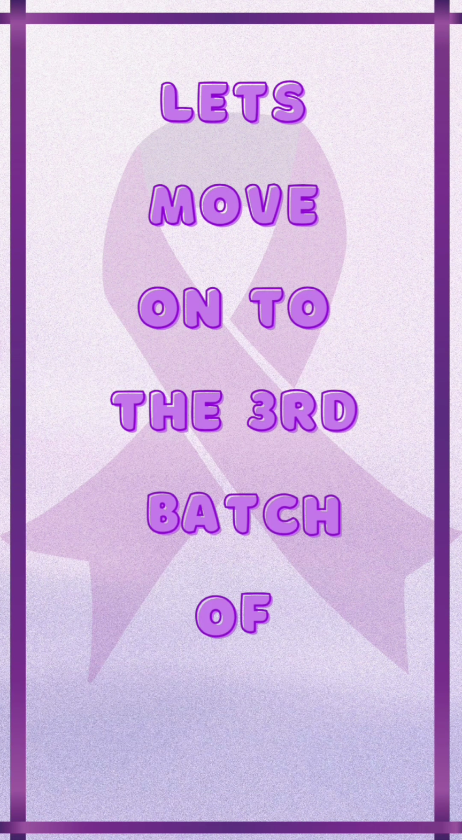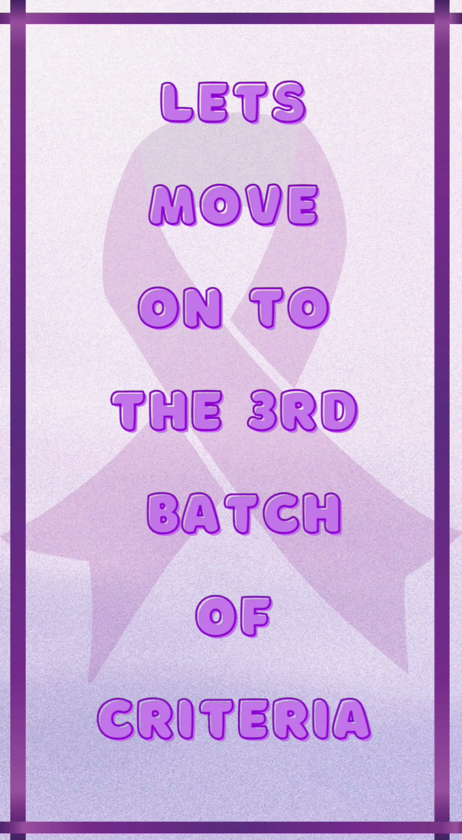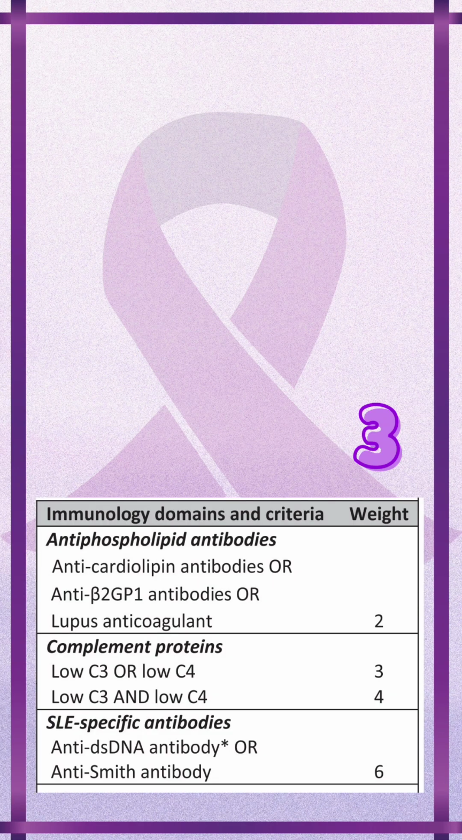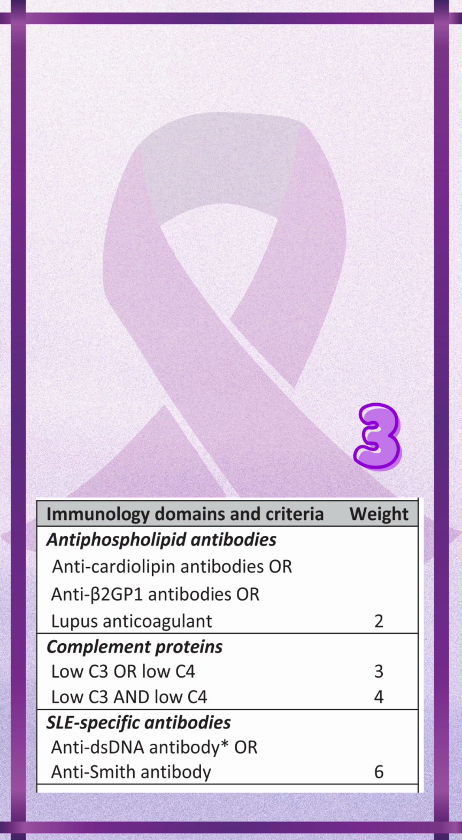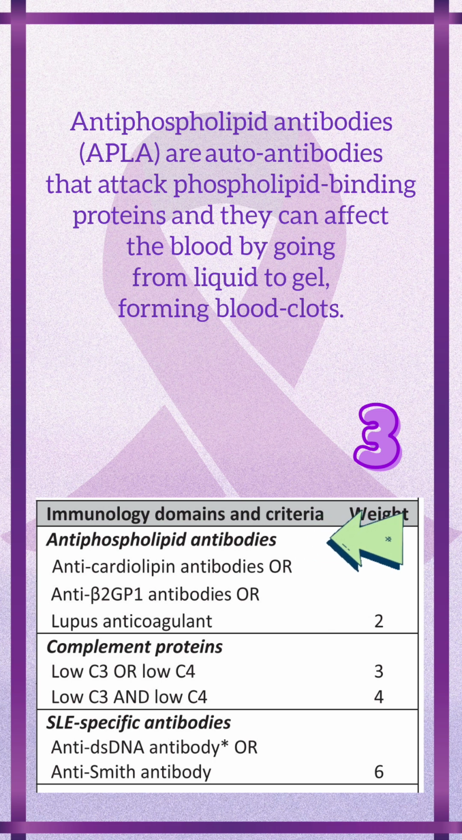Okay? Now that the first batch of criteria is explained, which consists of all the clinical domains, let's look at the second batch of criteria, which consists of all the immunology domains, okay? Immunology referring to the immune system. Okay, so the first immunology domain is antiphospholipid antibody domain. Antiphospholipid antibodies are autoantibodies that attack phospholipid binding proteins, and they can affect the blood by going from liquid to gel, forming blood clots. And we all know what blood clots are.